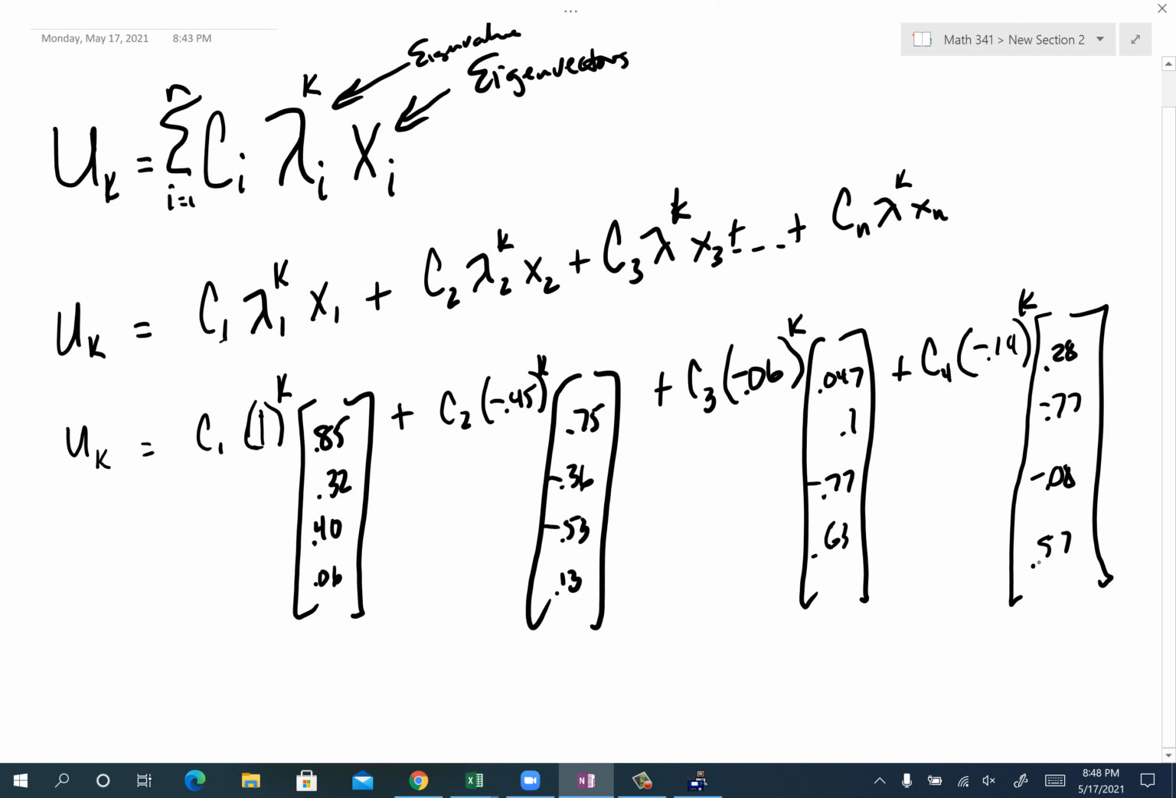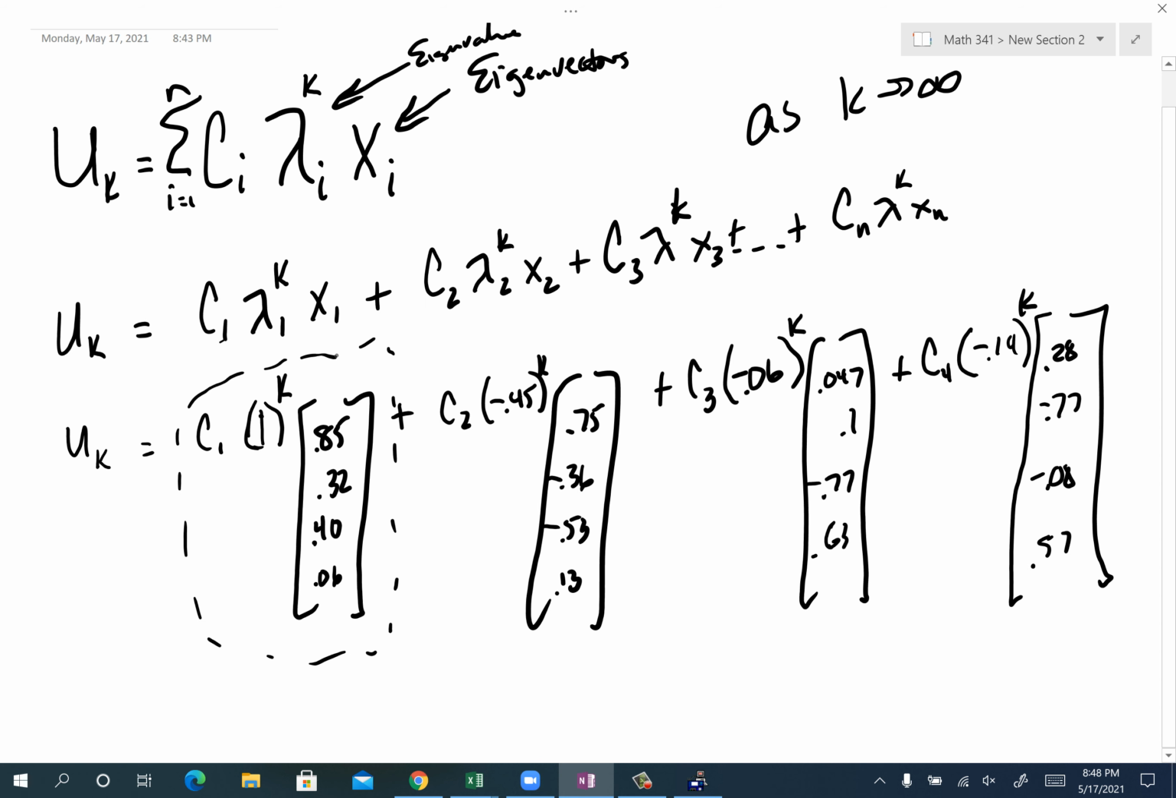This is our equation. Now you're like, Jay, how in the devil are we going to find our k? It's a good question. But before we get to that, let me just suffice to say this. As k approaches infinity, you will be left with this.